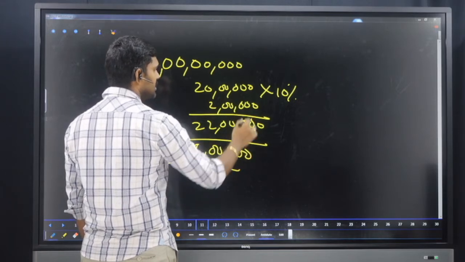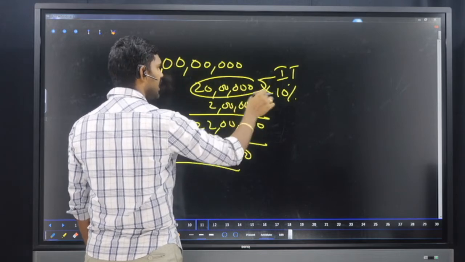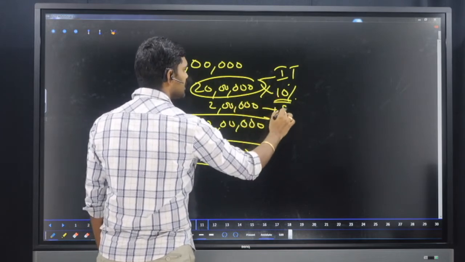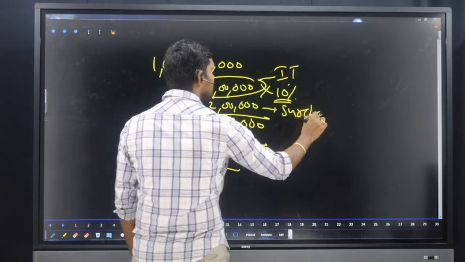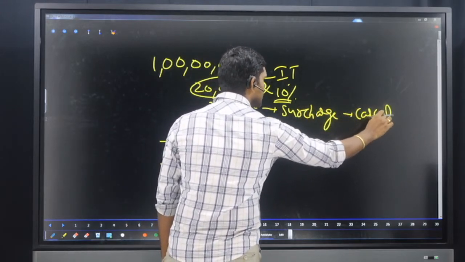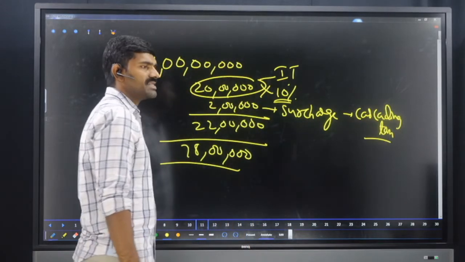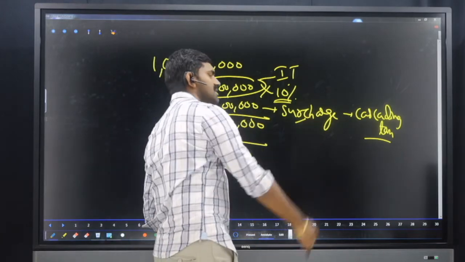Now if you see, the 20 lakhs is nothing but income tax. On that, again 10% I paid, which is nothing but a surcharge. This surcharge is a kind of cascading tax here. In the form of cascading tax, they are taxing me a surcharge. That is nothing but a tax on a tax.